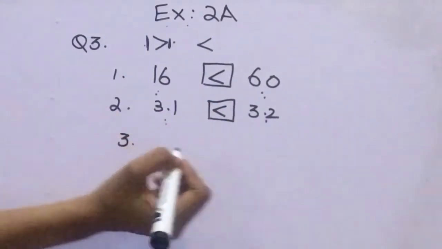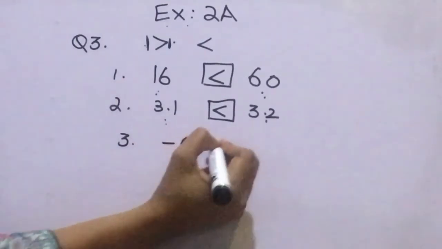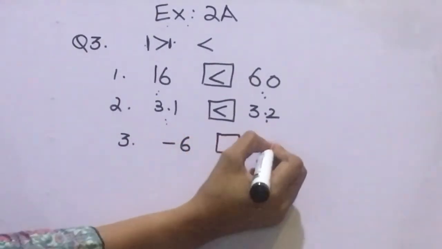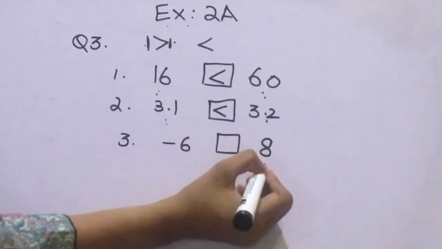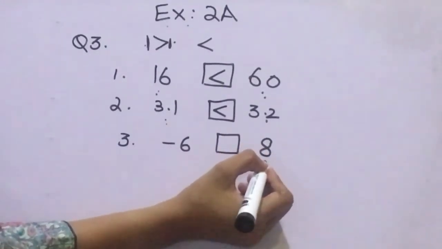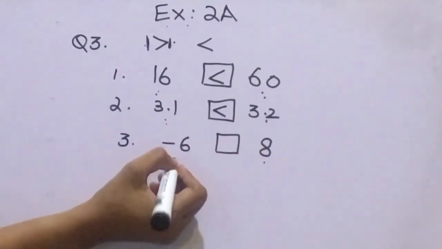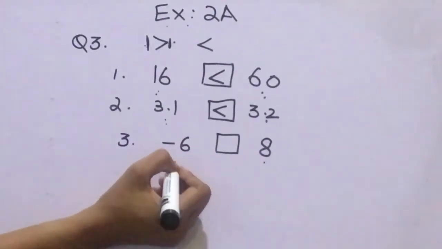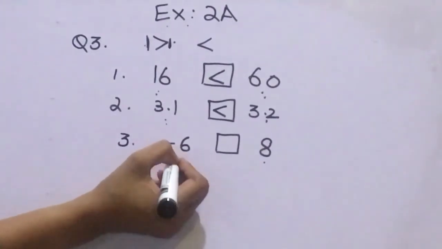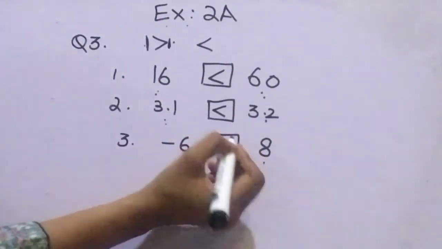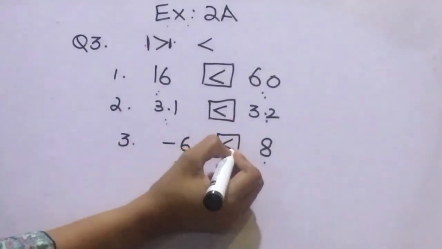Number 3, -6 and 8. 8 is a positive number, positive integer. -6 is a negative integer and a negative number. And definitely negative values are smaller than positive values.